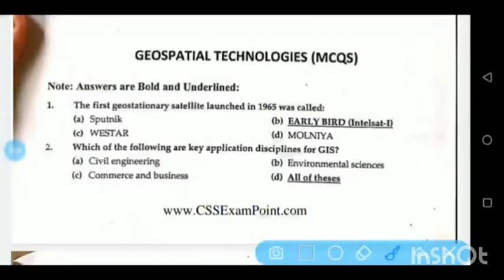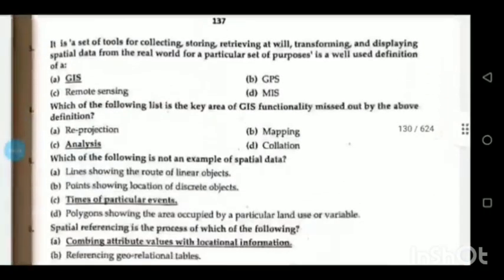Next chapter is geospatial technologies. First MCQs. The first geostationary satellite launched in 1965 was called Early Bird, Intelsat 1. Which of the following are key application disciplines of GIS? All of these: civil engineering, environmental sciences, and commerce and business.